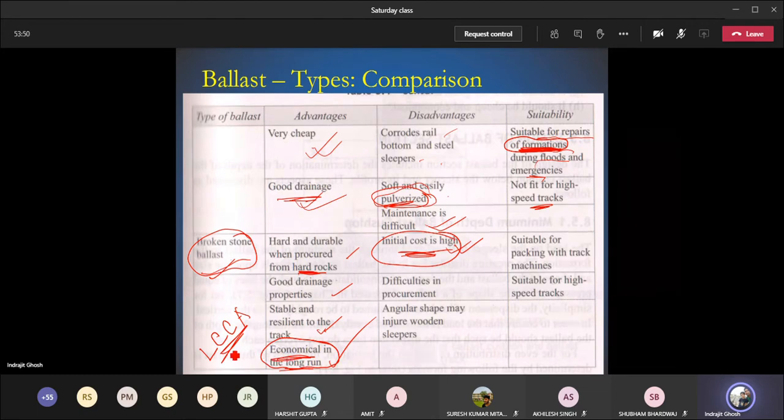So if we think about life cycle cost analysis, it has been observed that we do not have to bother much about the quality of the track, the superiority of those materials which is being used as a ballast layer for a longer duration, for a long period of time. Difficulty in procurement, because you can get those from the mountains. Angular shape can injure wooden slipper.